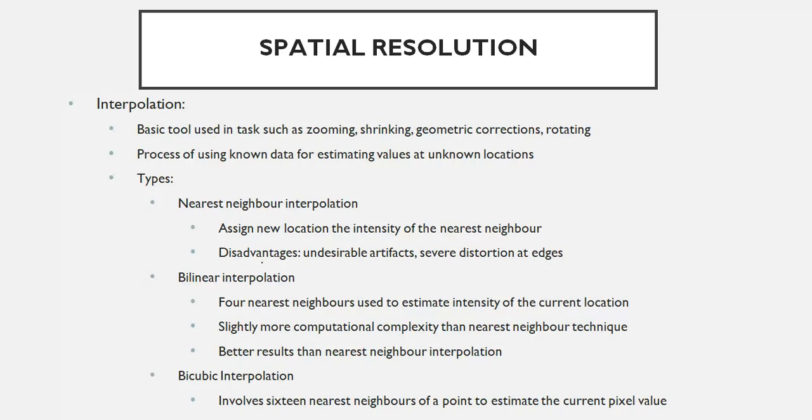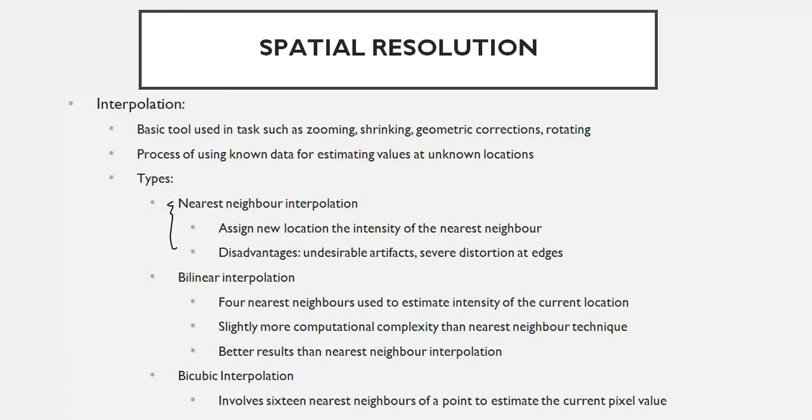Nearest neighbor interpolation is the simplest method of assigning to a new location the intensity of the nearest neighbor. So we will see this technique in detail in the next slide.